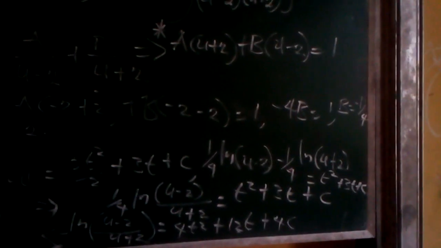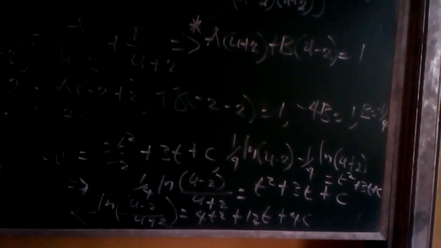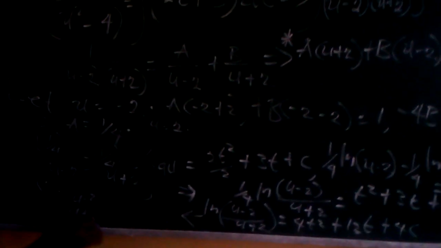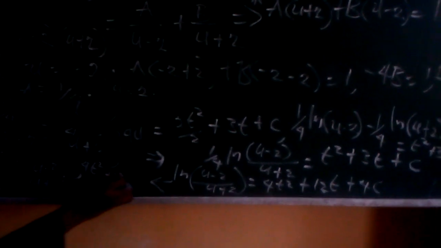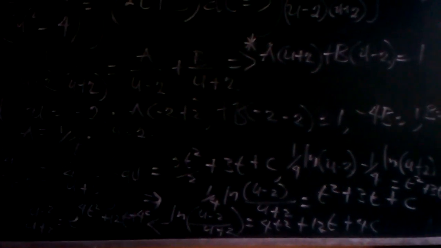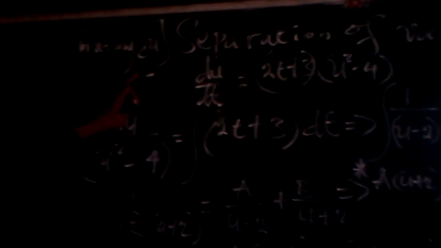We now exponentiate it, because ln is log base e, and that gives us (u − 2)/(u + 2) is equal to e^(4t² + 12t + 4c), because we have to exponentiate it. The laws of logarithm clearly connote that ln of u is equal to log base e of u. So on this note, it was exponentiated to be this.